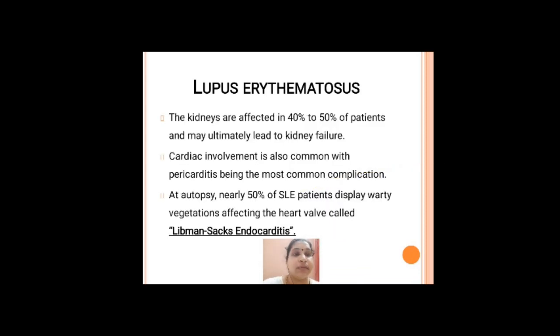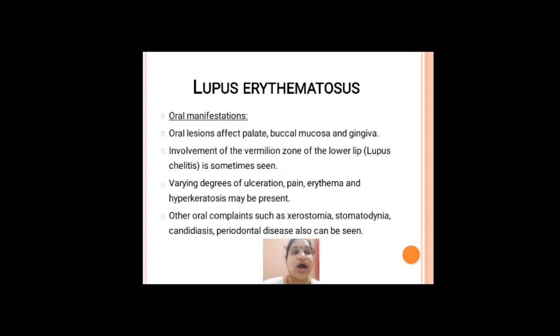And as I said, this is a systemic condition, so other organs also will be affected. The kidneys will be affected in about 40 to 50% of the patients, leading to kidney failure. Cardiac involvement is also a very common complication. At autopsy, 50% of the patients will reveal some vegetations on the heart valve, and these vegetations are called Libman-Sacks endocarditis in SLE patients.